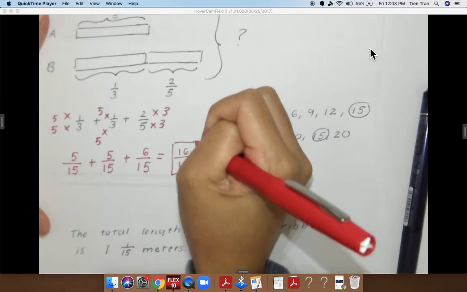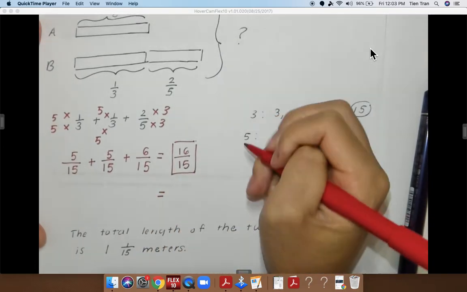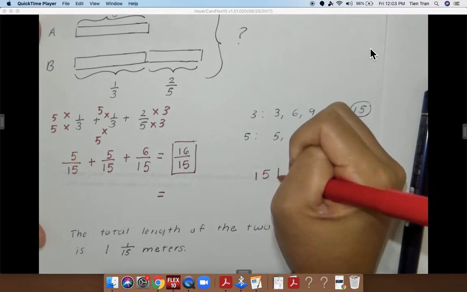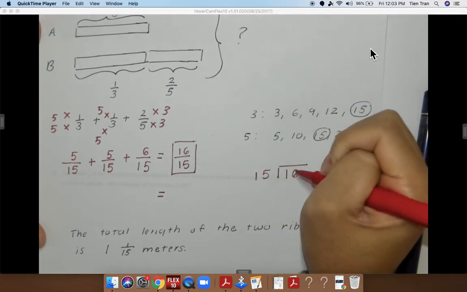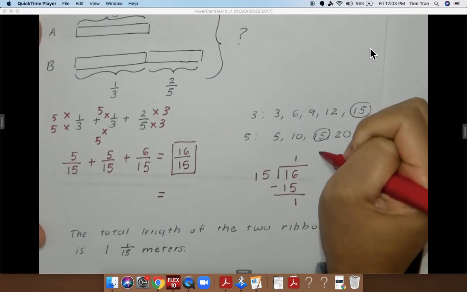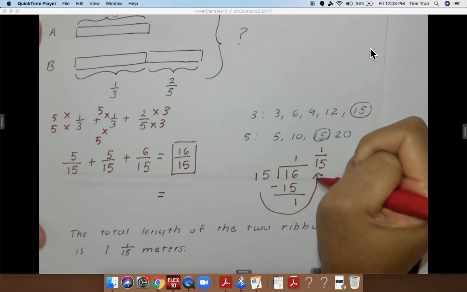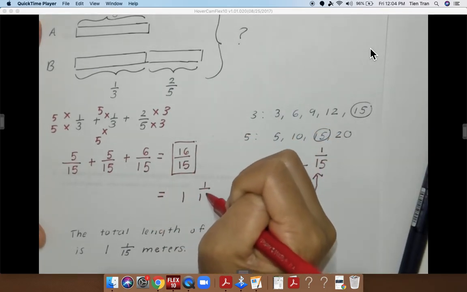I need to make sure I change it into a whole, mixed number. So how do I do that? I divide 16 by 15. 15 can go into 16 once. Subtract. 16 minus 15 is 1. My remainder is 1, and my denominator is 15. So I have 1 and 1/15.